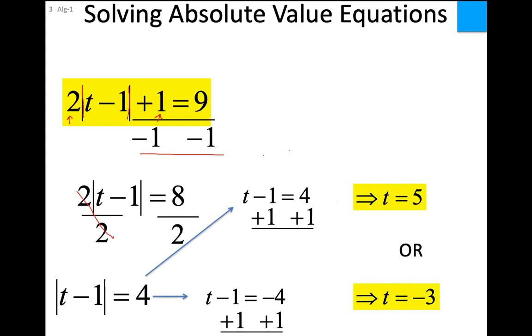Two very different answers. 5 minus 1 is 4. 4 times 2 is 8. 8 plus 1 is 9. Negative 3. Negative 3 minus 1 is negative 4. The absolute value of negative 4 is 4. 4 times 2 is 8. Plus 1 is 9. Two very different answers. They both make that equation true.